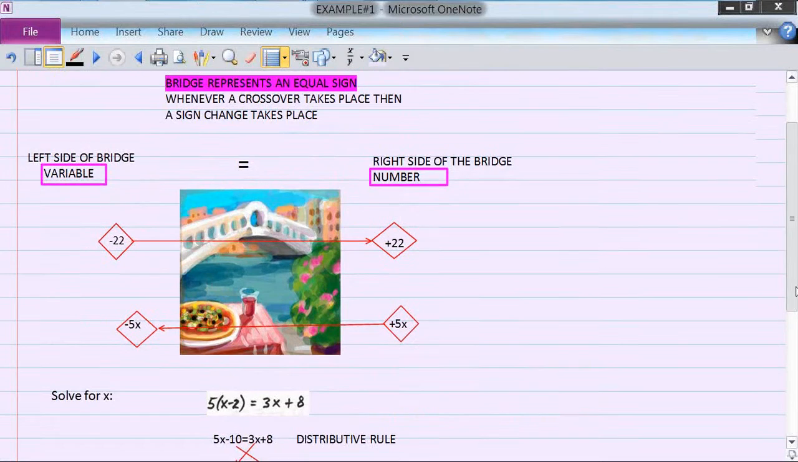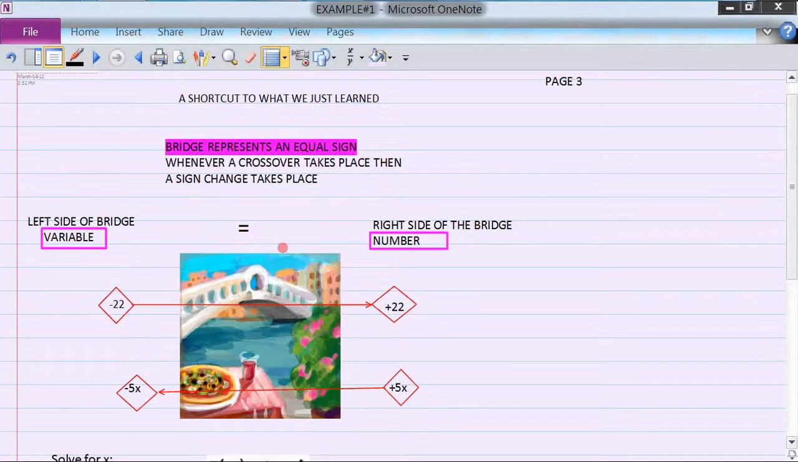So let's go over that again. The bridge represents an equal sign. If you want to change places from one side of the bridge to the other, all you have to do is change the sign. So remember, numbers should go on the right side of the equation. There's a minus 22 on the left side. We change it to the right, we change it to plus 22. If we've got a variable that's on the right side and we want to change it to the left side, we just change the sign. The plus goes to the minus. The minus goes to the plus. And that's a quick way of doing that.